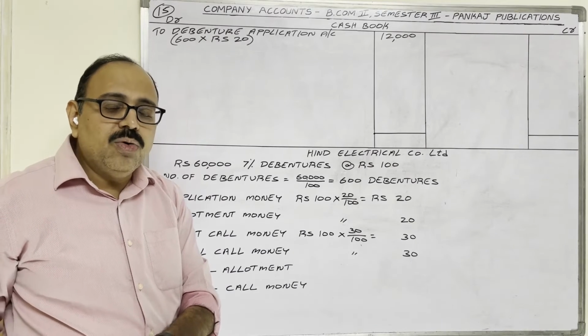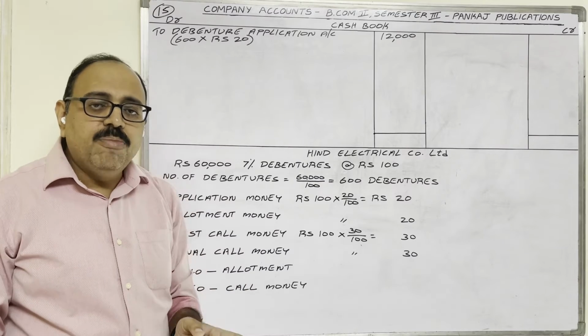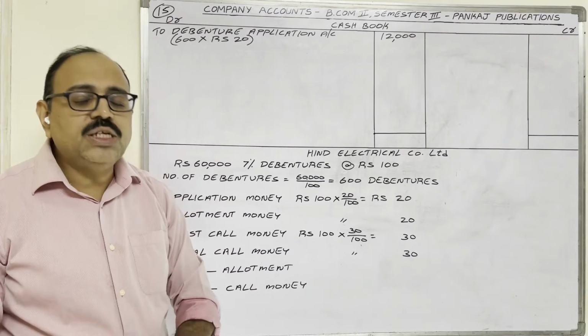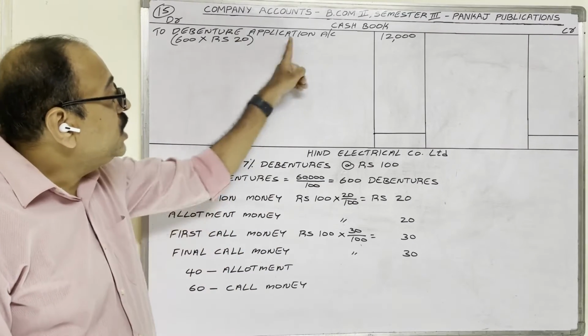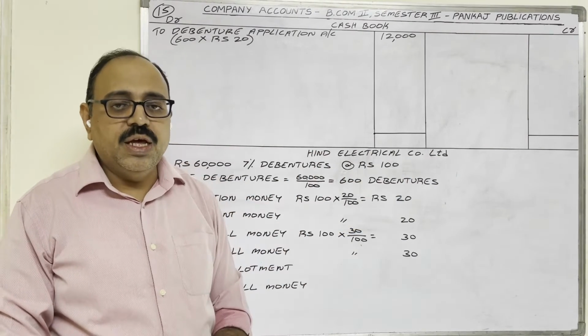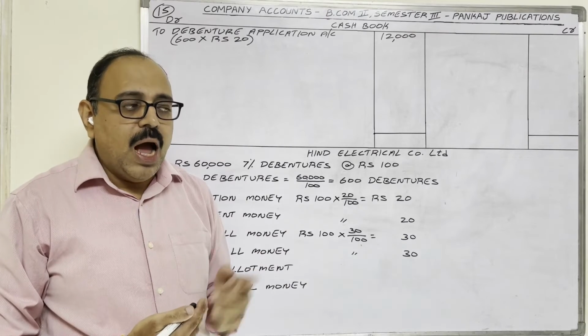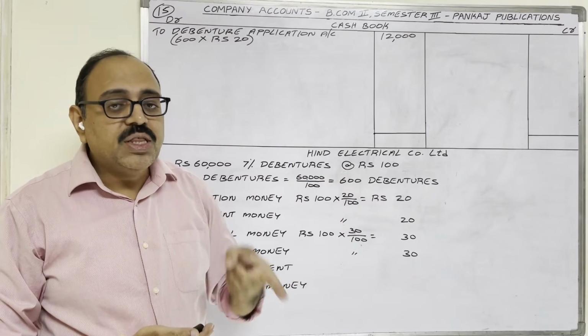So bank account is a personal account. Personal account rule: debit the receiver, credit the giver. Bank is a receiver now, therefore bank account is debited. Why is debenture application account created? Actually, applicants' names we have to credit here, because from applicants the company is taking a loan. Applicants are creditors for this amount.